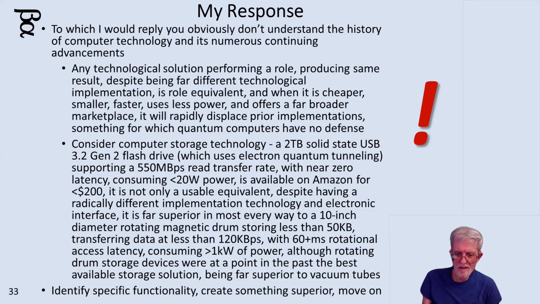Nowadays, we have these things called USB thumb drives. And you can get a little tiny thumb drive that will store 2 terabytes of data. So you have a gigabyte, and then you have a terabyte, so thousands of bytes. And it can transfer data, not at a few hundred thousand bytes per second, it can transfer data 550 million bytes per second. There's almost zero latency because there's no moving parts in it. It consumes less than 20 watts of power, not kilowatts, less than 20 watts at its peak. And you can buy one of these on Amazon for under 200 bucks.